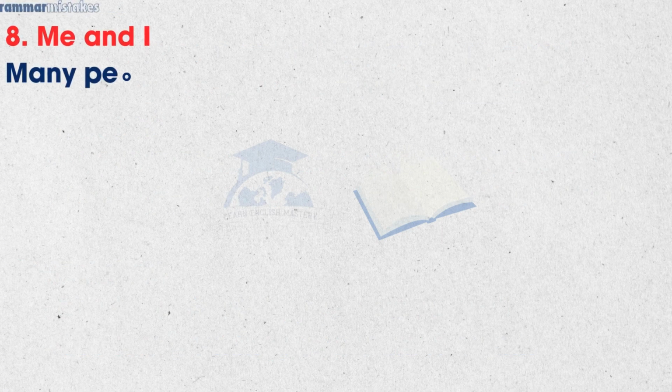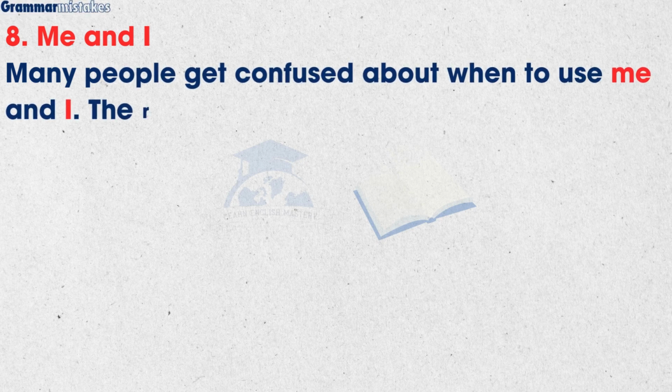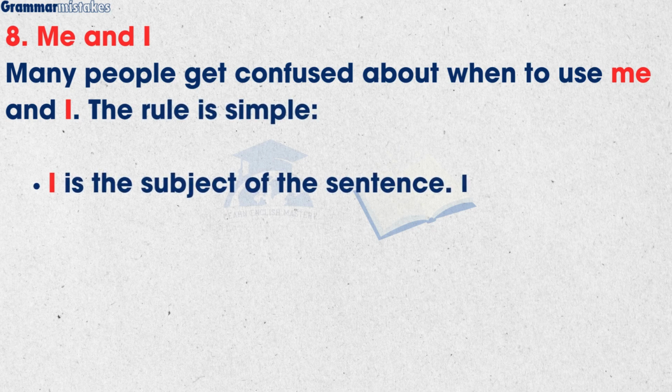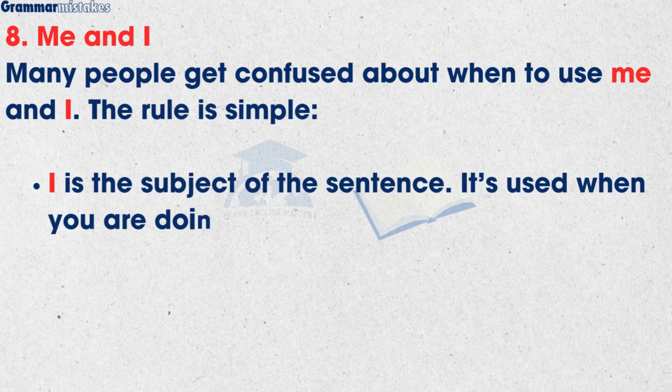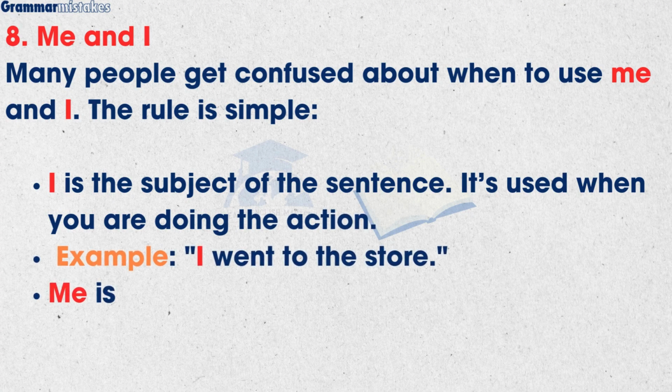8. Me and I. Many people get confused about when to use me and I. The rule is simple. I is the subject of the sentence. It's used when you are doing the action. Example, I went to the store.